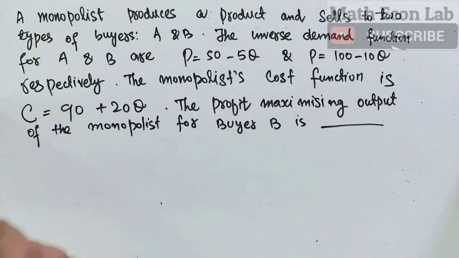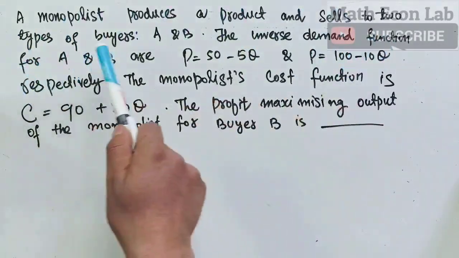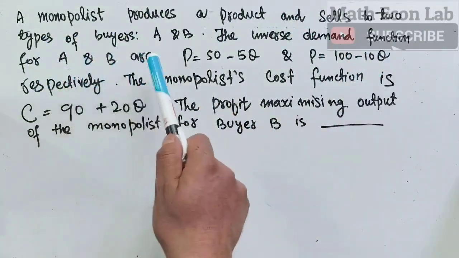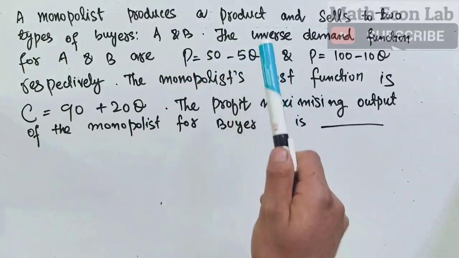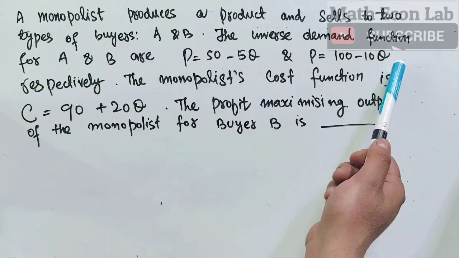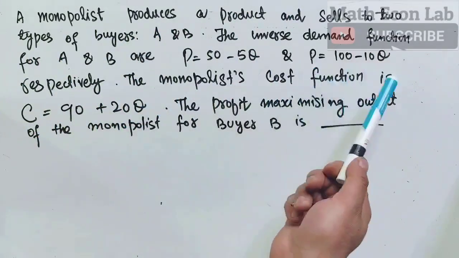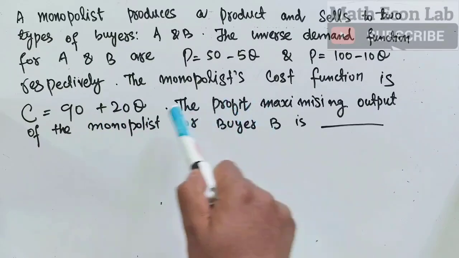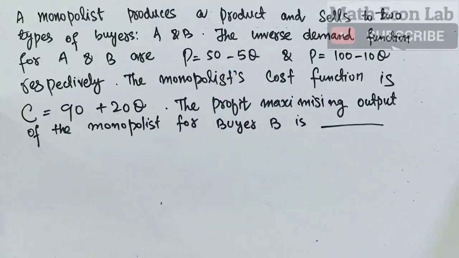Next question is, a monopolist produces a product and sells to two types of buyers, A and B. The inverse demand functions for A and B are P is equal to 50 minus 5Q, where P is the price and Q is the quantity of output, and P is equal to 100 minus 10Q. This is for the second buyer, which is B, respectively. The monopolist's cost function is C is equal to 90 plus 20Q. The profit maximizing output of the monopolist for buyer B is what we need to find out.